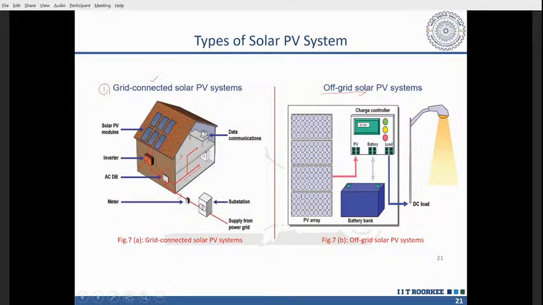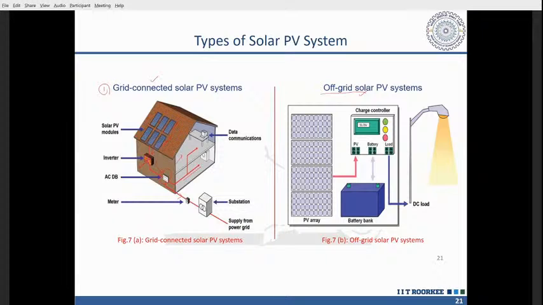Off-grid is very simple. We have the PV array and we give it to the charge controller. In the next class, I'll discuss what a charge controller is. Some DC supply is given to the battery bank, and then you have some DC loads, and maybe you can connect an inverter to supply power to the AC loads. So this was today's very basic class.